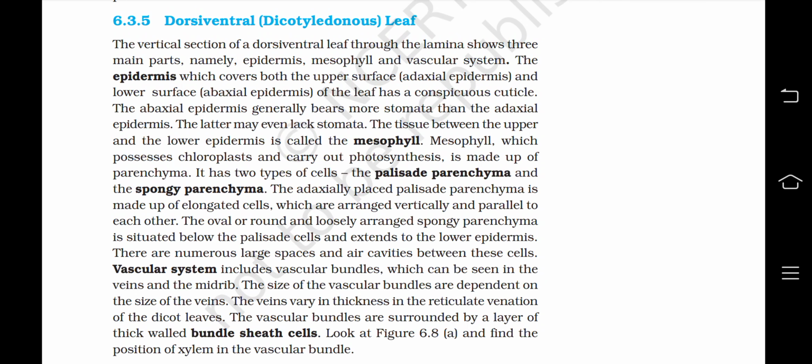Vascular system includes vascular bundles, which can be seen in the veins and midrib. The size of vascular bundles depends on the size of veins. Veins vary in thickness in the reticulate venation of the dicot leaves. The vascular bundles are surrounded by a layer of thick-walled bundle sheath cells. Look at figure 6.8 and find the position of xylem in the vascular bundle.